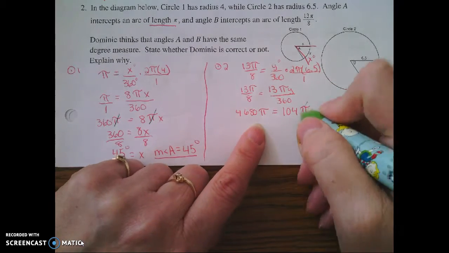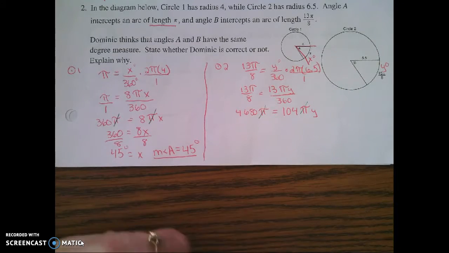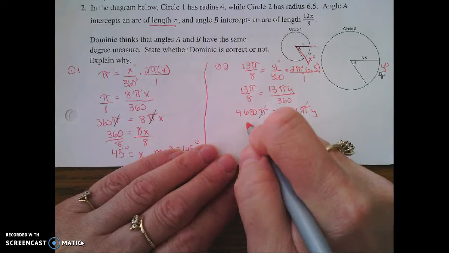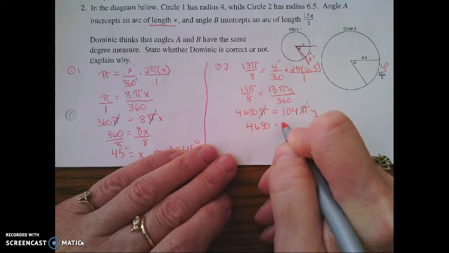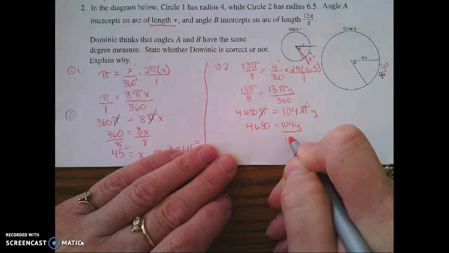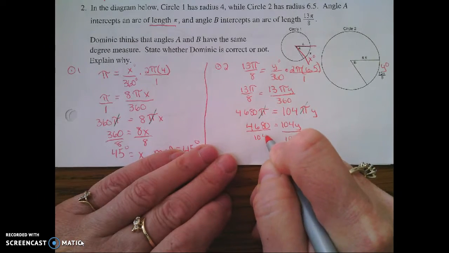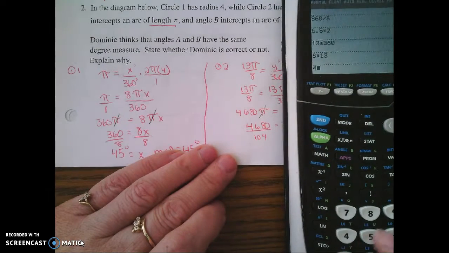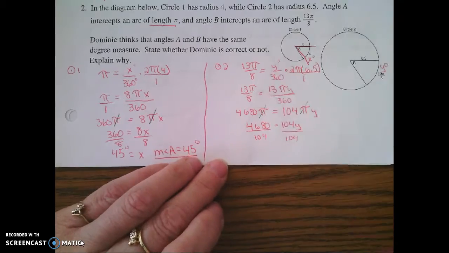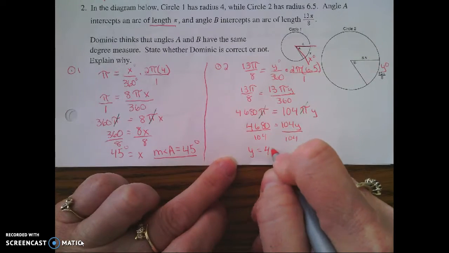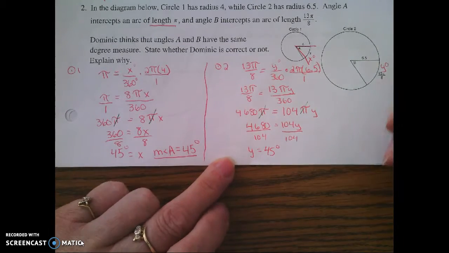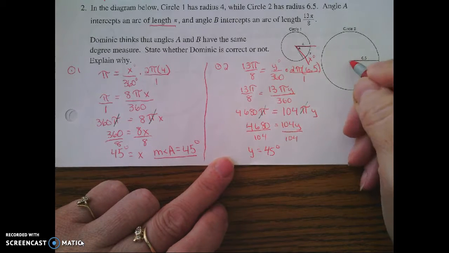So again, pi is on both sides of the equal sign. I could divide it out. So I have 4680 equals 104y. Divide both sides by 104. 4680 divided by 104 gives me 45. So again, the measure of this arc is 45 degrees.